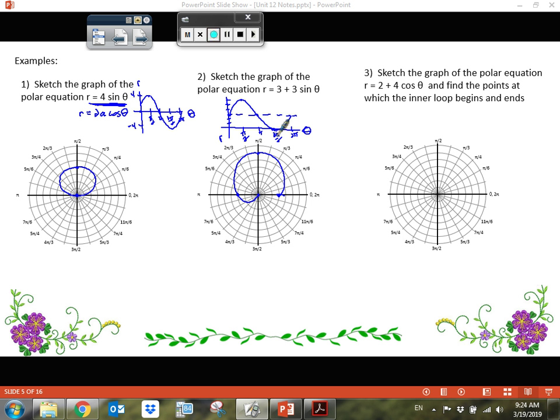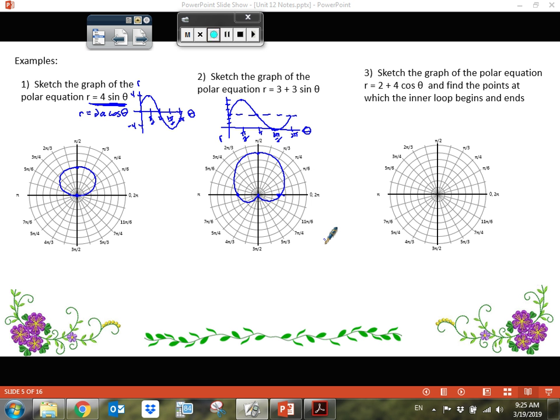Then from 3 pi over 2 to 2 pi, I'm back to 3. And I've completed my graph. That's a cardioid. Now in this case, the Cartesian period happens to match the polar period, right? It took me all of this, 2 pi, to be able to complete this graph. So they don't match perfectly. I just want to make sure that you're aware of that, and it's okay. Okay, and there's our graph.